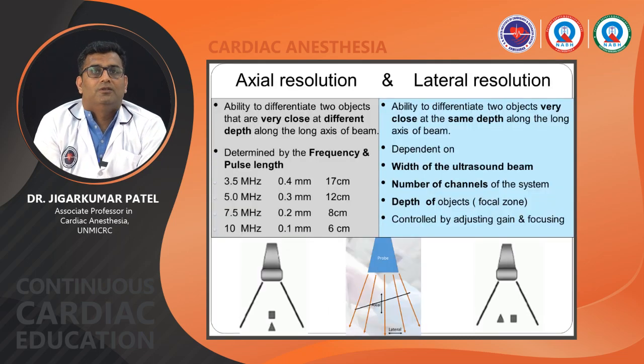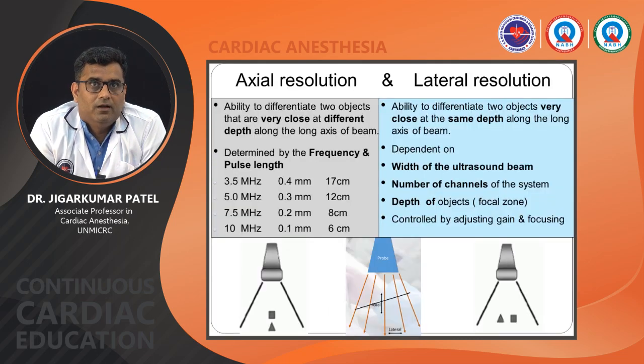First is the resolution of the system. So first is axial resolution and lateral resolution. Axial resolution is the ability to differentiate two objects that are very close but at different depths along the long axis of the beam. So this axial resolution depends on the frequency and wavelength of the sound wave. So with high frequency, as you see in this chart, with 10 megahertz of frequency, the wavelength will be much shorter, around 0.1 mm. So the axial resolution is 0.1 mm. So you can identify tissue with 0.1 mm of accuracy.